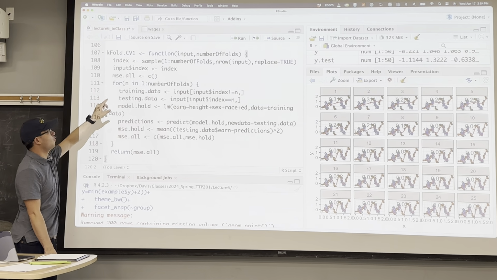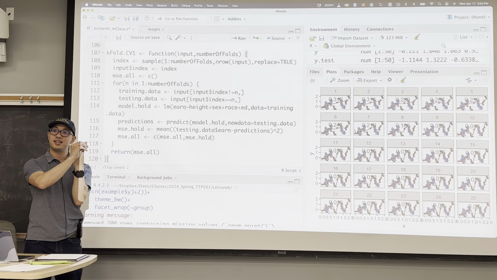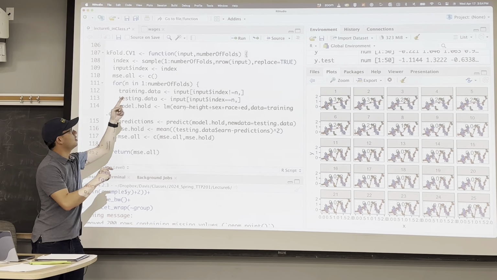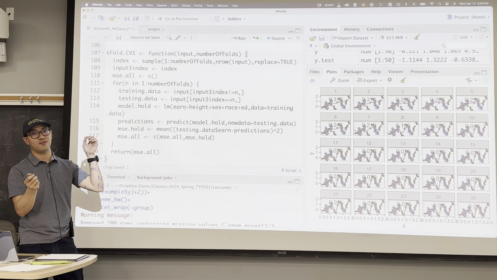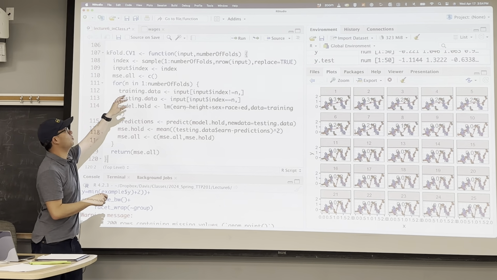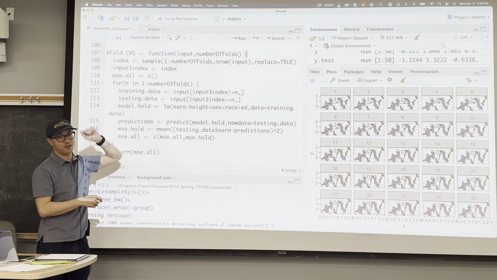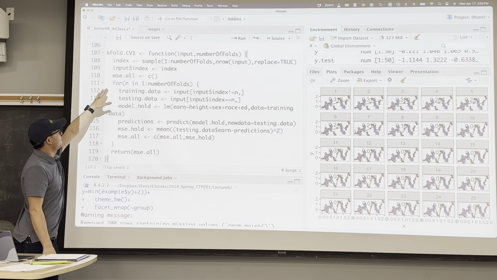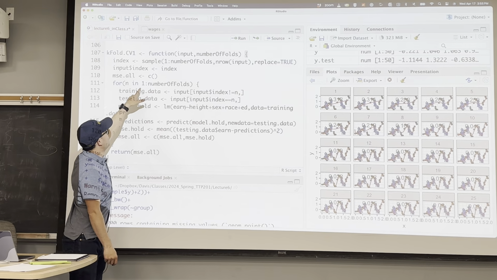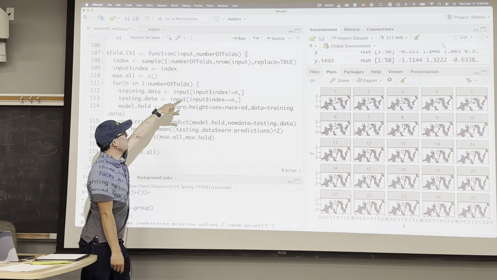So what do I need as inputs for this function? I need the data set, which is input, and I need k, which is the number of folds. So you could do 5-fold, you could do 10-fold, you can do leave one out, which would be the n row of input. Index: sample 1 through the number of folds for n row input.